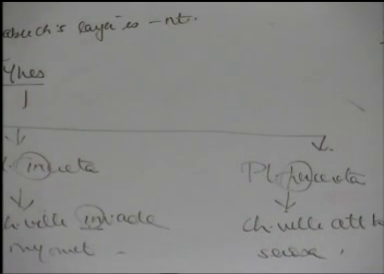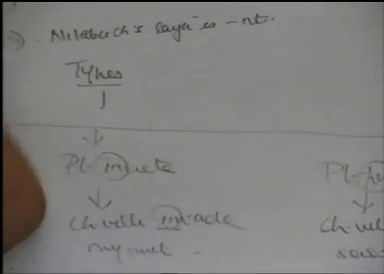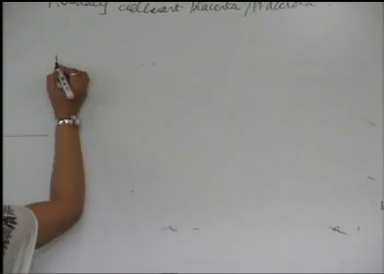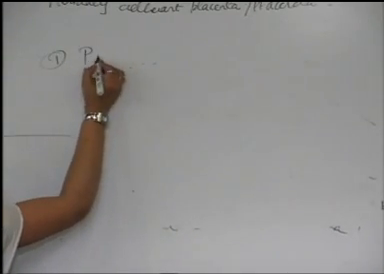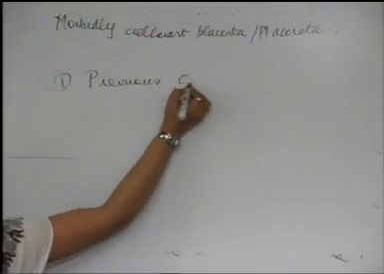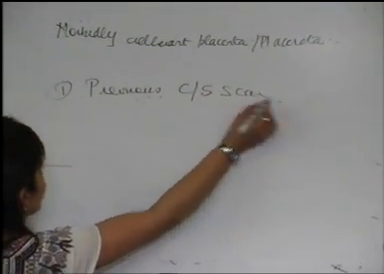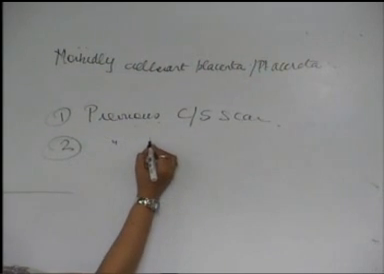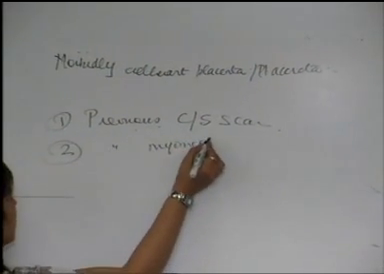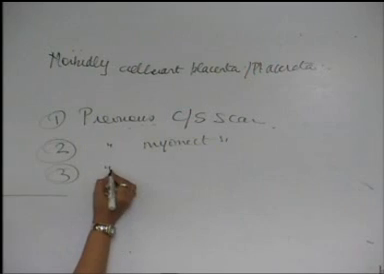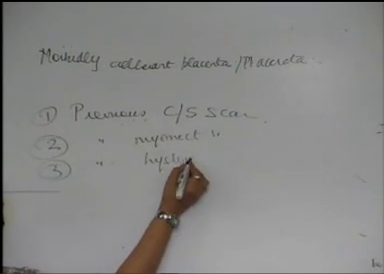Risk factors for placenta accreta. Number one, whenever there is defective endometrium, and defective endometrium can occur if there is a scar in the uterus. So number one risk factor is previous caesarean section scar. Number two, previous myomectomy scar. Number three, previous hysterotomy scar.